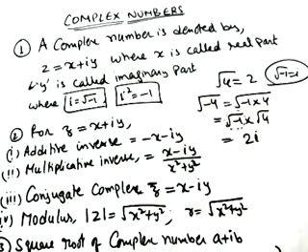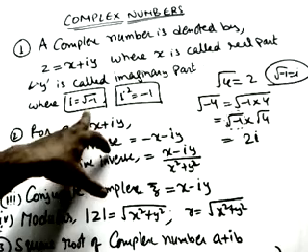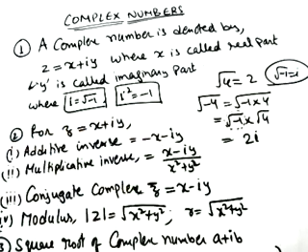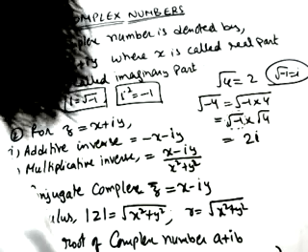So negative roots are not defined in real numbers. Negative roots are defined in complex numbers. So what is the meaning of i? i is nothing but under root of minus 1, or generally we use i square as minus 1.